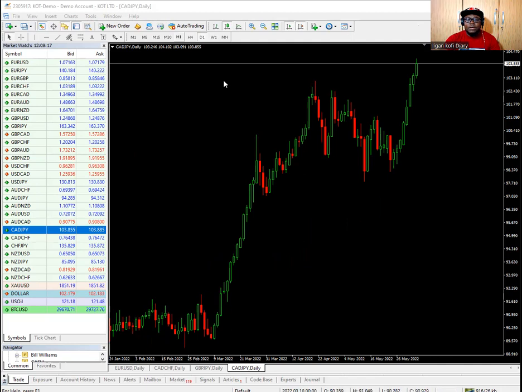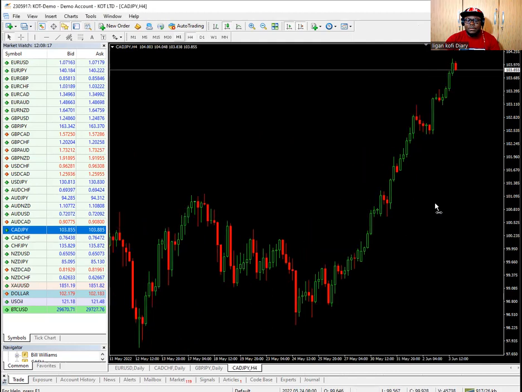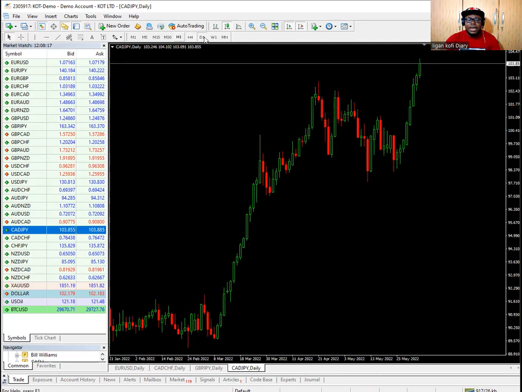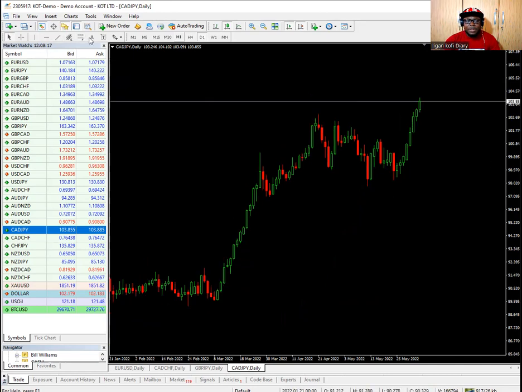If you go on the 4 hour, you see the same thing. It's on the up move. So we are going to be looking at a buy on CAD JPY when the market opens. The current price of CAD JPY at the moment is 103.85. This is the current price as the market is closed.